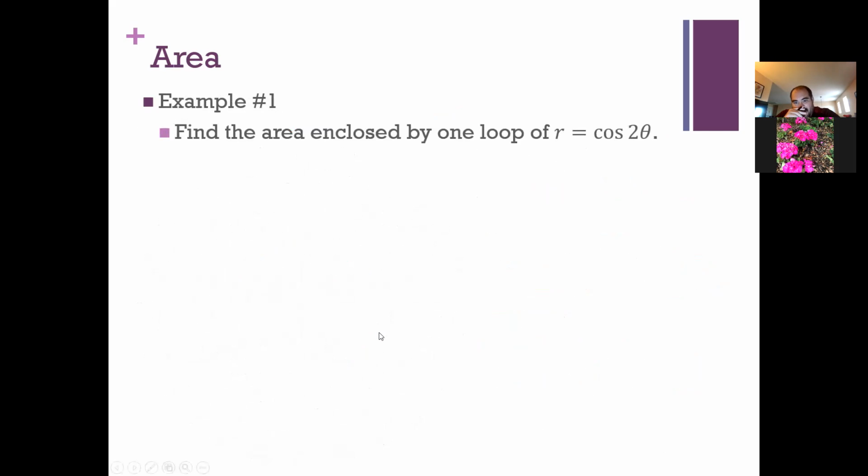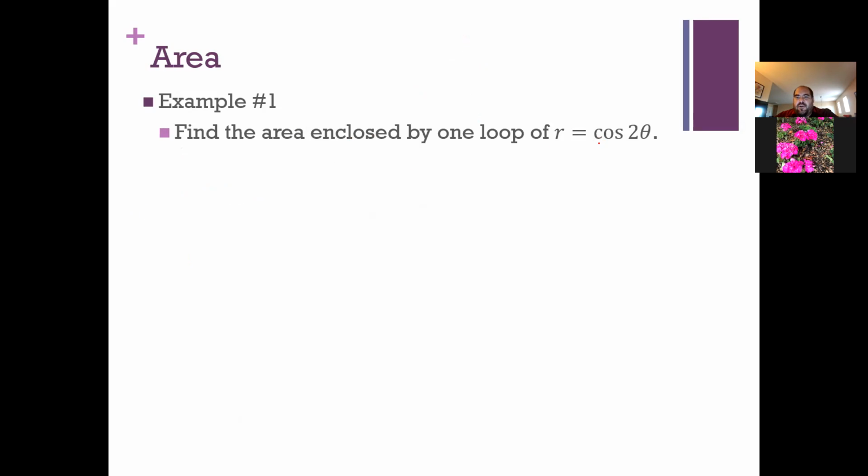All right, so I want to find the area enclosed by one loop of cosine 2 theta. So we could graph this. I will give you a sketch of what this looks like. If you need some practice still at graphing this, and you probably do, since we only learned it last night, I would recommend you, actually, you know what? There is a technique that I didn't go over yesterday that I really should.